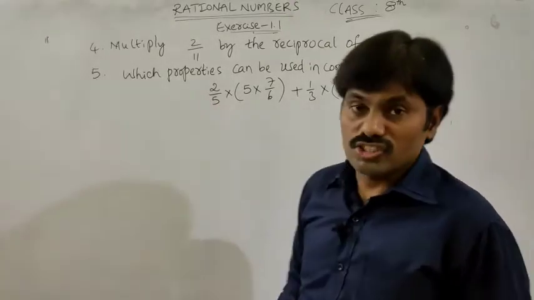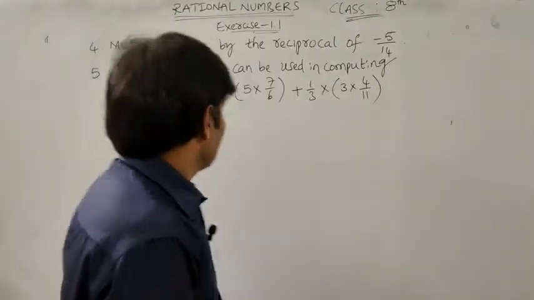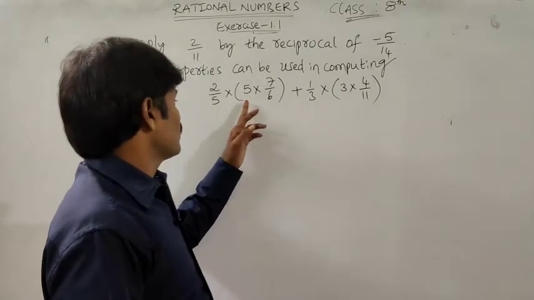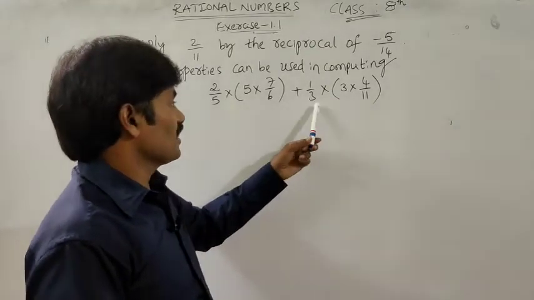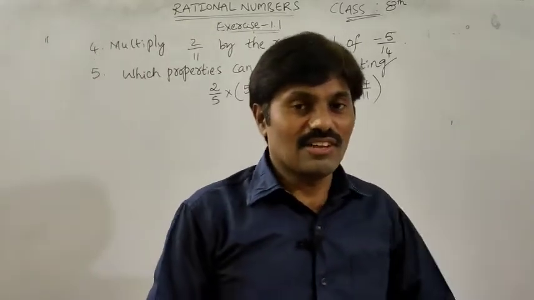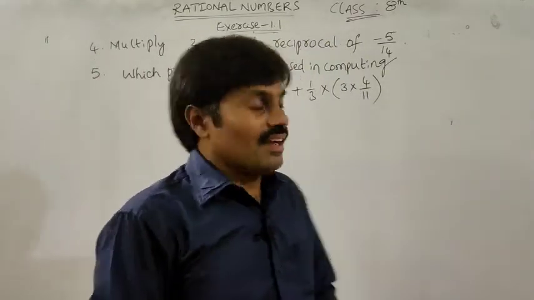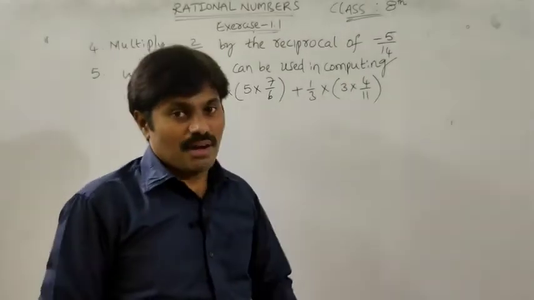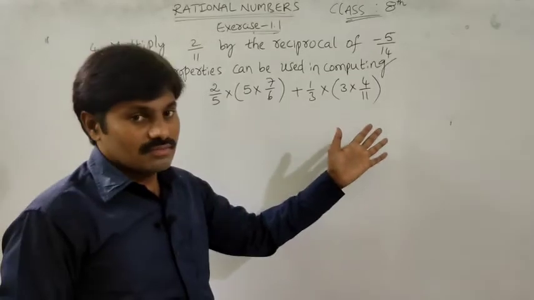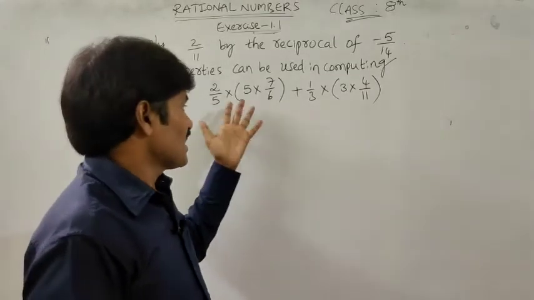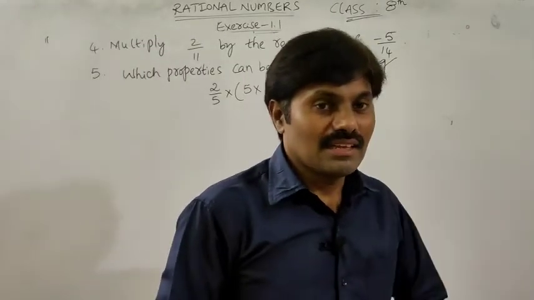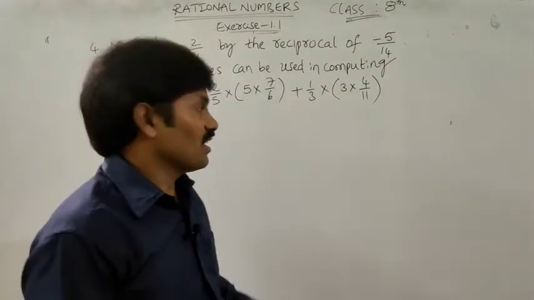Now we observe question number 5, that is, which properties can be used in computing 2/5 into 5 into 7 by 6 plus 1/3 into 3 into 4 by 11. The computing, in the sense of the calculation part. In this calculation part, while doing simplification of this mathematical expression, which properties are you going to apply? Which properties are we using is the point here.